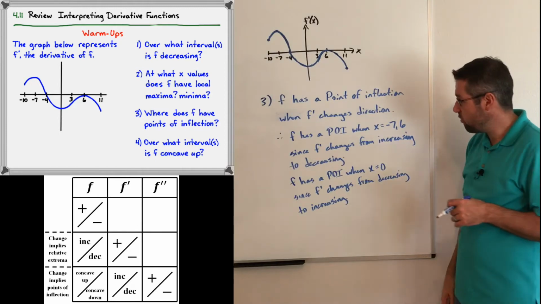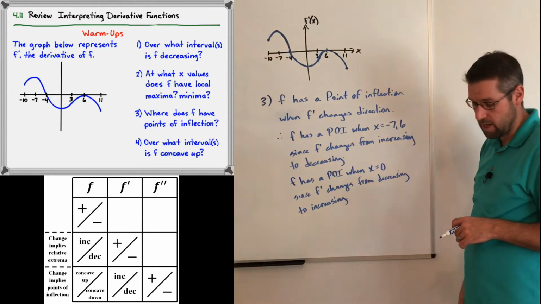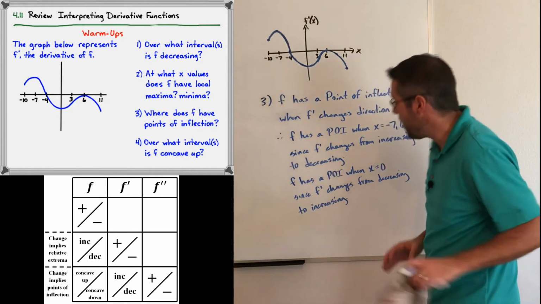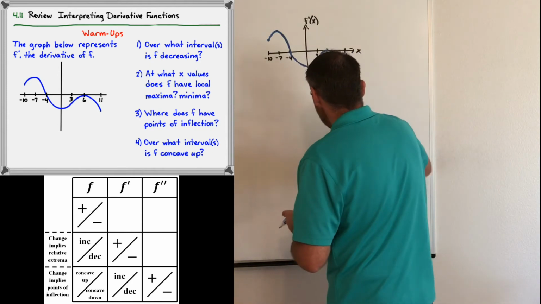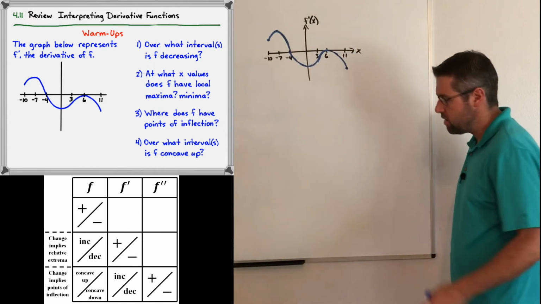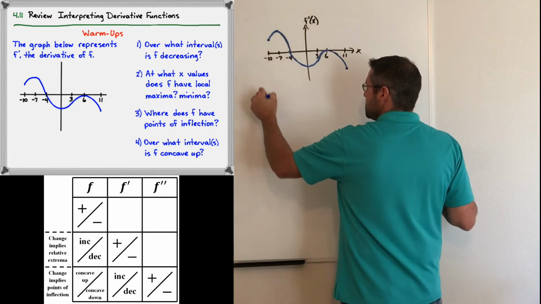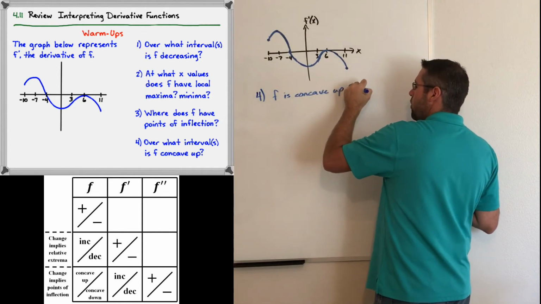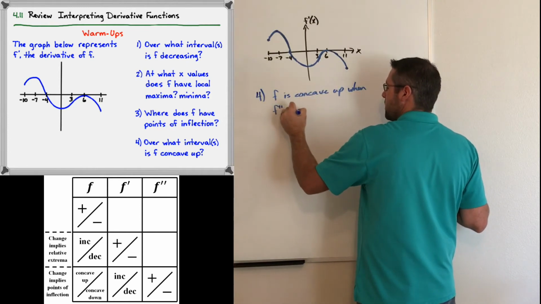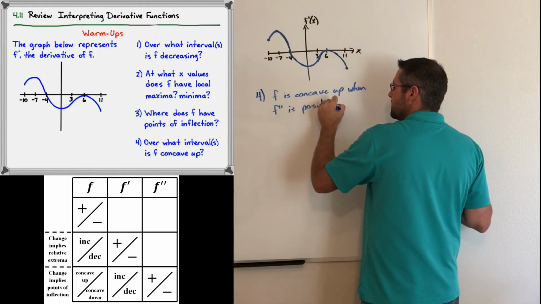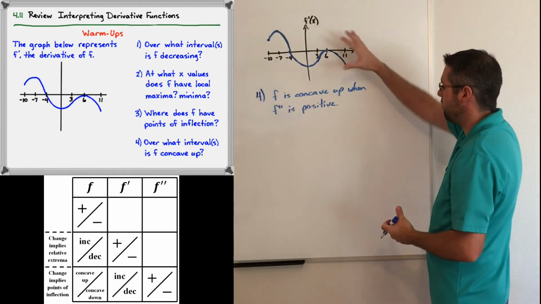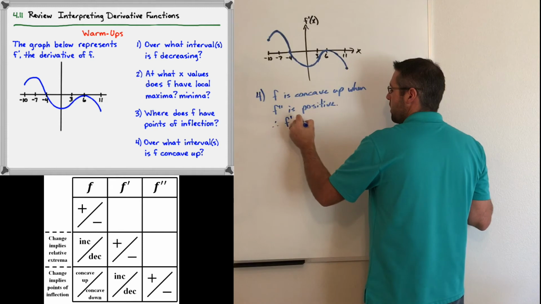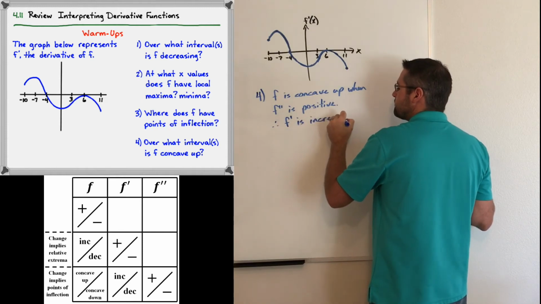And then the last one, number 4, is pretty easy based on what we just talked about. 4 is asking for when f is concave up. So f is concave up when f double prime is positive, but we're not looking at f double prime. So we'd say f is concave up when, if you want to write it out, when f double prime is positive, but we're not looking at f double prime, we're looking at f prime, so we need to interpret it that way. Therefore, f double prime is positive when f prime is increasing.